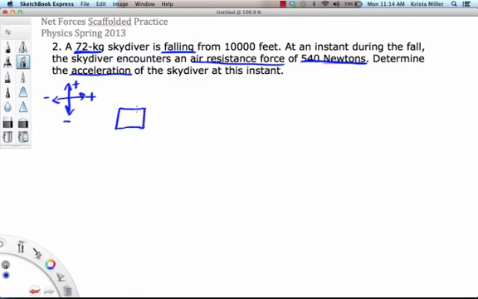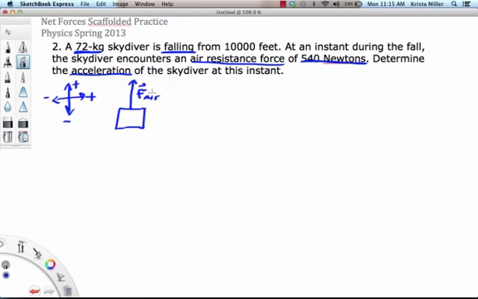So here's my skydiver. Take a minute and think about what the forces are that are acting on this skydiver. Well, in the problem it tells us that there's air resistance, right? So we know there's air resistance. And the question is, why are we drawing it up? We know it's 540 newtons. We're drawing it up because air resistance, by definition, is a type of friction, and so it's going to resist the motion. So if the skydiver is falling, air resistance is going to be acting up.